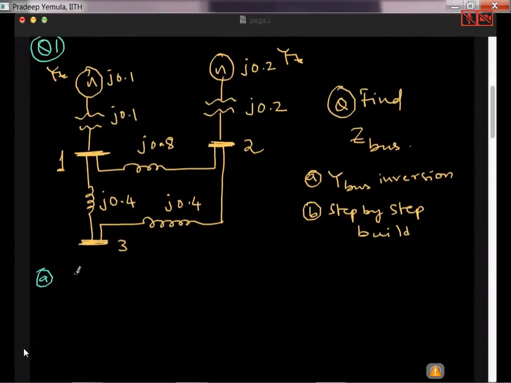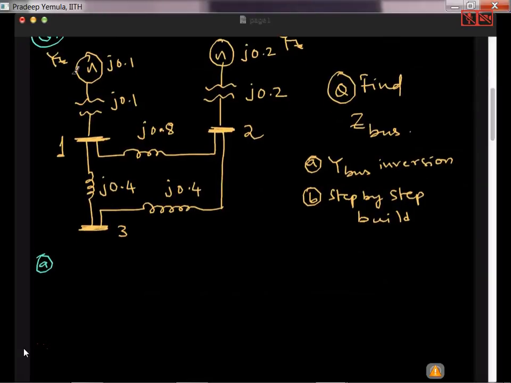So what you have to do, first find the Y bus. So how to find the Y bus? Here, you all know that a generator can be replaced by Norton's equivalent and then it becomes a current source in parallel with the impedance, and then the current source can be ignored because we are only finding the Y bus. So this j0.1 and j0.1 will become series. So it becomes j0.2, and 1 by j0.2 will become minus j5. So here I am doing the admittance diagram, the admittance network.